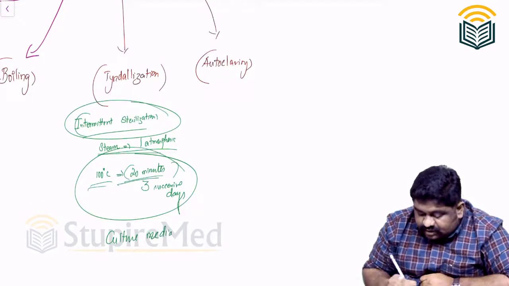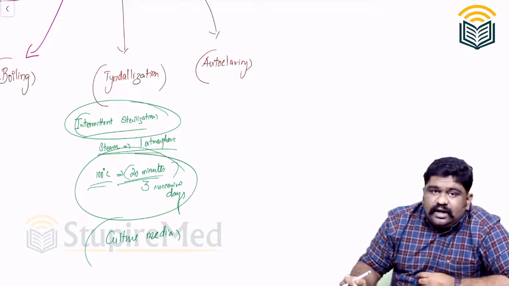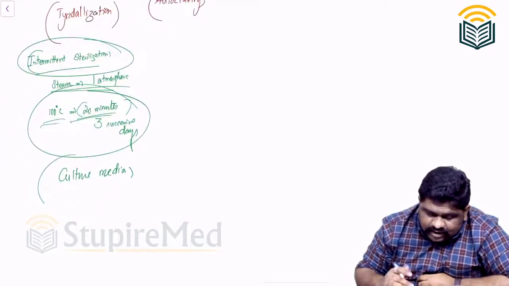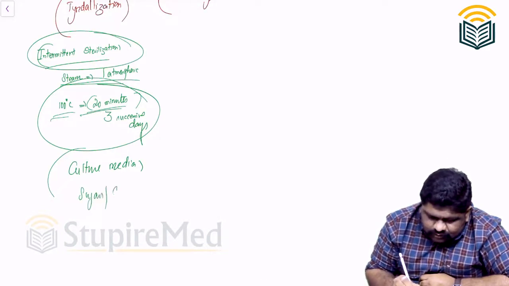It means the same. This is also done for culture media. And what is the difference here? The culture media required in inspissation were LJ medium for MTB and Loeffler's serum slope in case of Corynebacterium diphtheriae. Here, the culture medium can generally be those which are made up of sugars and gelatin.